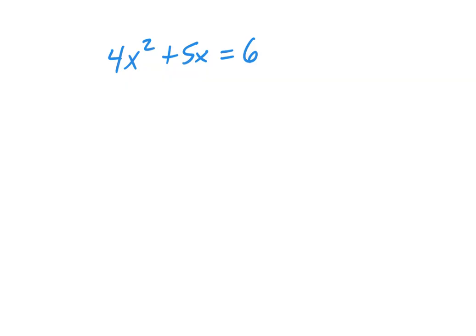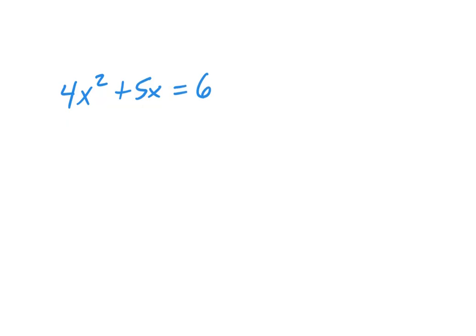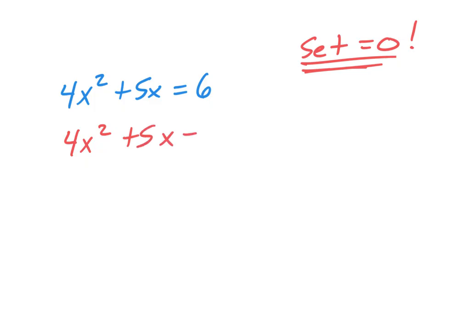Okay, if I give you one like this, the first thing we always want to do, and a lot of these are already going to have this done, but we always want to set the equation equal to 0. Extremely important step. We aren't just going to take an x out on the left-hand side. Before we do any factoring or anything else, we always want this equation set equal to 0. All I have to do to get it in that form is subtract 6, and it gives me 4x squared plus 5x minus 6 equals 0.